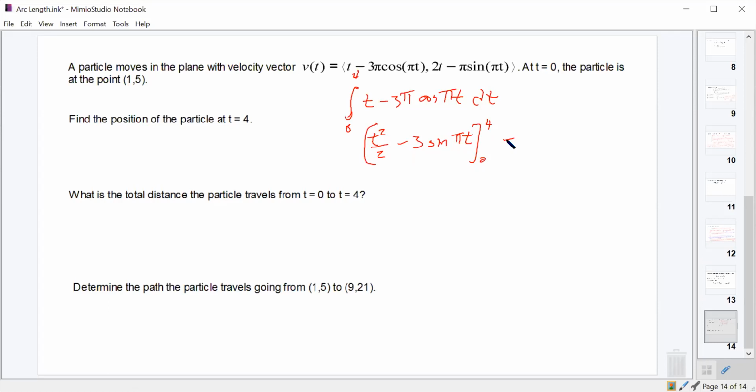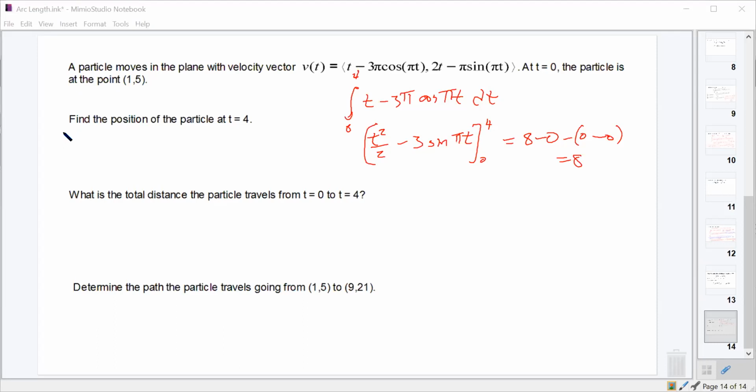And what do we get if we do that then? Plug in your 4, that's 8, right? Minus 4 pi, sine of 4 pi is 0. And then minus 0, minus 0. So the change in our x component is positive 8. And so then we'll do it for our y component.